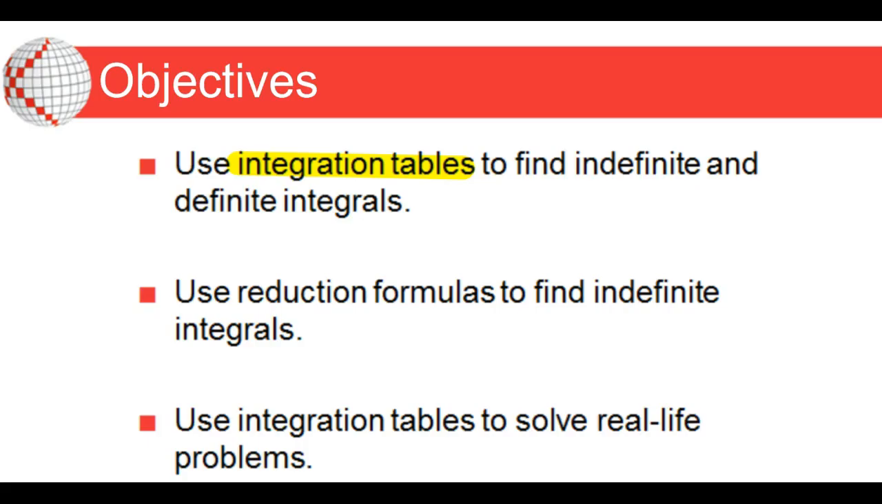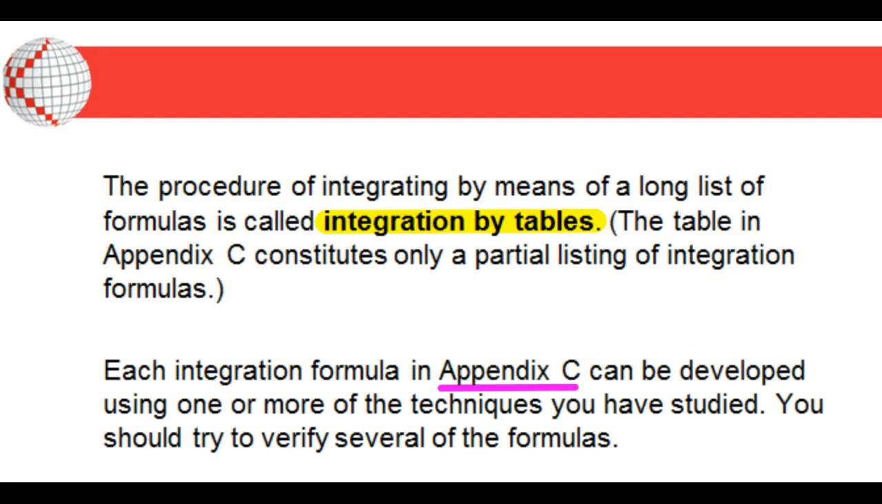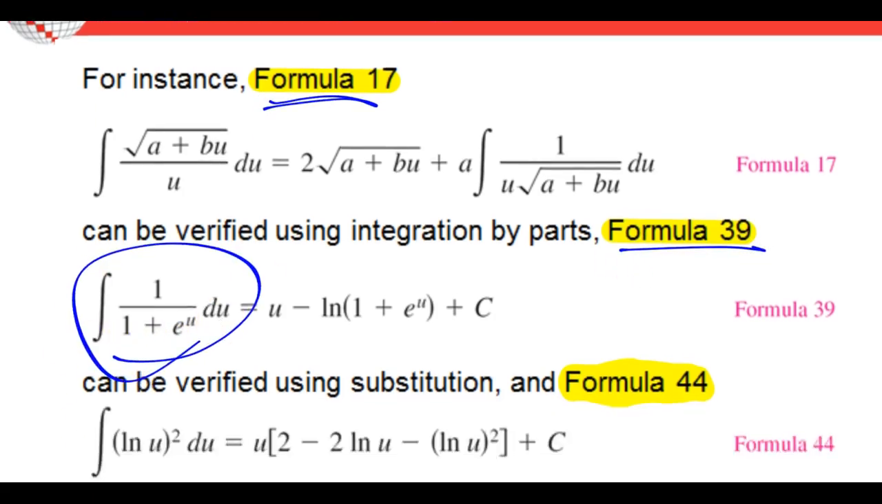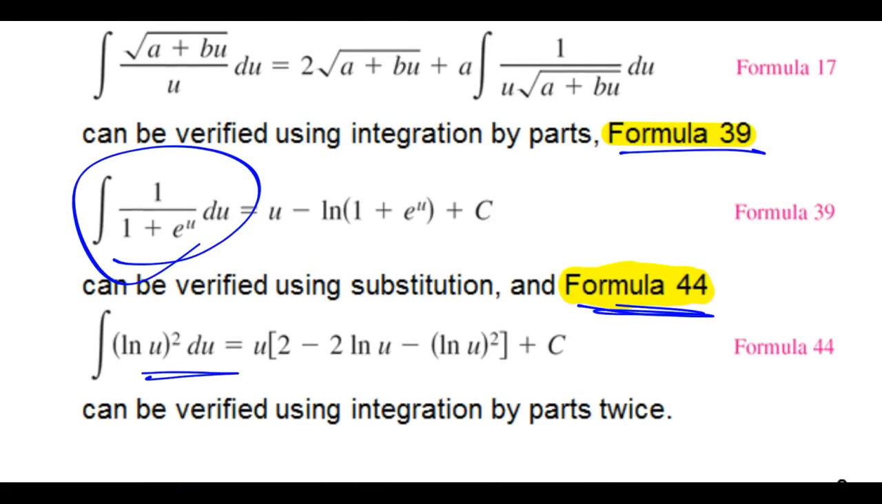So for integration tables, we're going to look at reduction formulas. These are too difficult to memorize, so obviously I'll provide a cheat sheet or a link to these tables. This is also found in your book in Appendix C, if you're interested. Some examples are Formula 17 and Formula 39. You're going to be looking at something and trying to pick a formula that's close to it in terms of u's, a's, and b's.